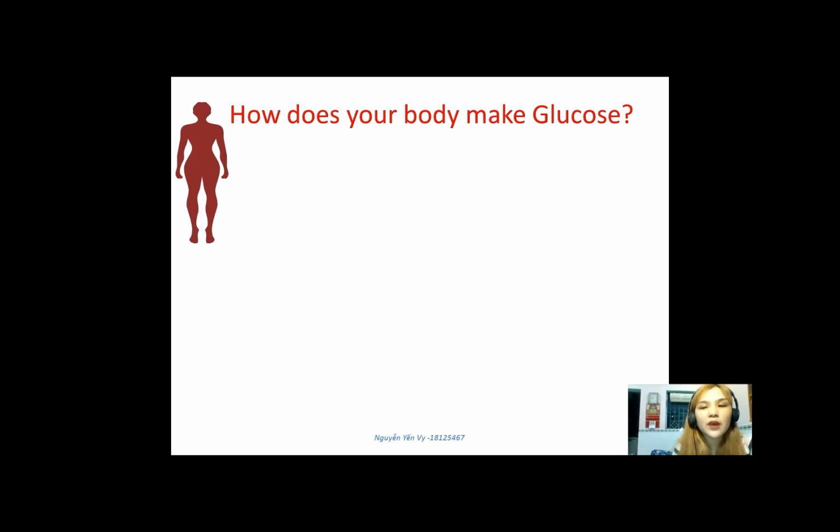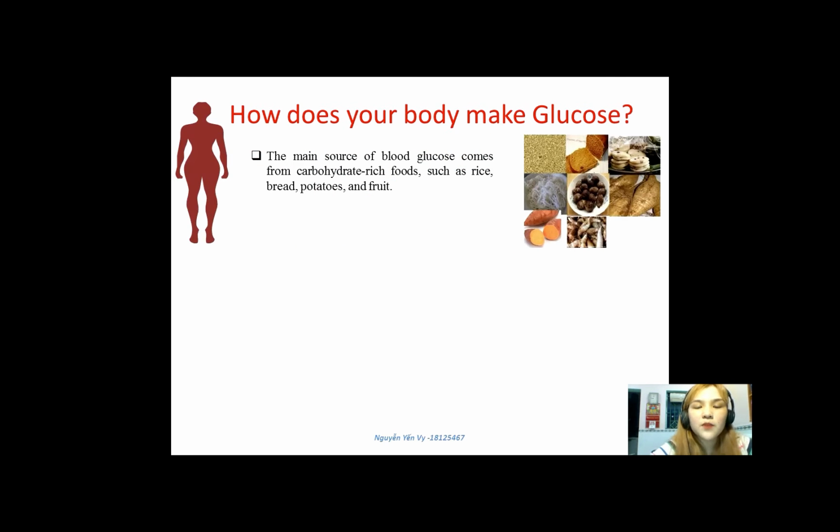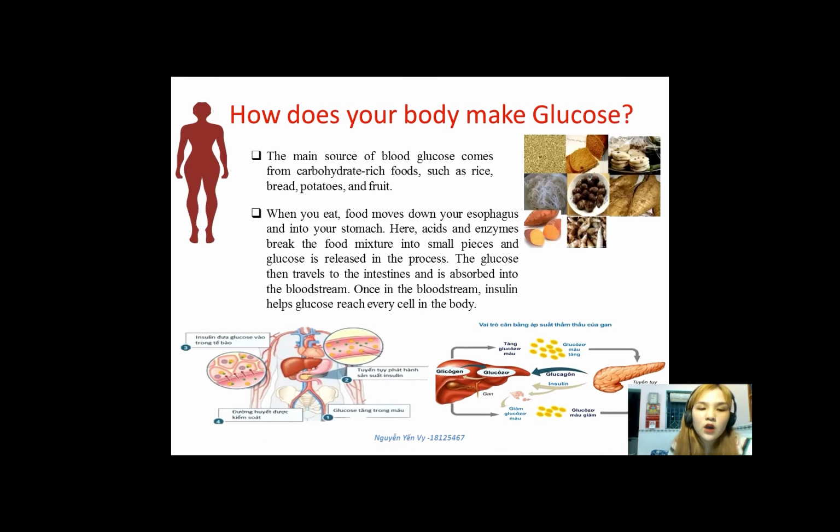How does your body make glucose? The main source of blood glucose comes from carbohydrate-rich foods such as rice, potatoes, or fruits. When you eat, food moves down the esophagus into your stomach. Here, acids and enzymes break the food mixture into small pieces, and glucose is released in the process. The glucose then travels to the intestines and is absorbed into the bloodstream. In the bloodstream, insulin helps glucose reach every cell in the body.